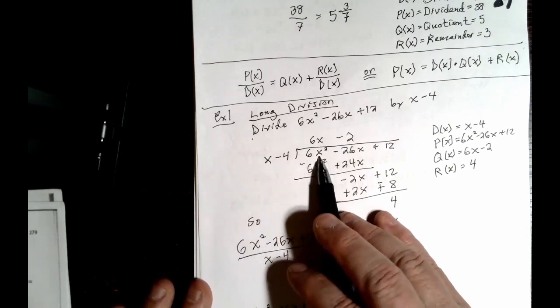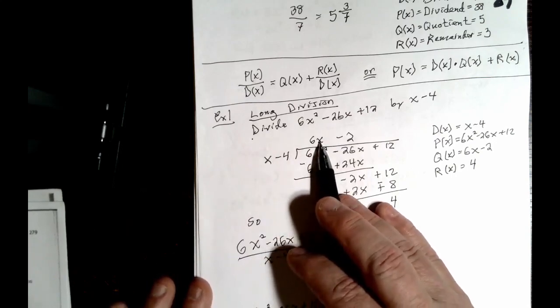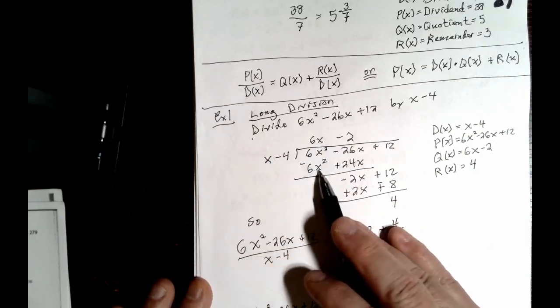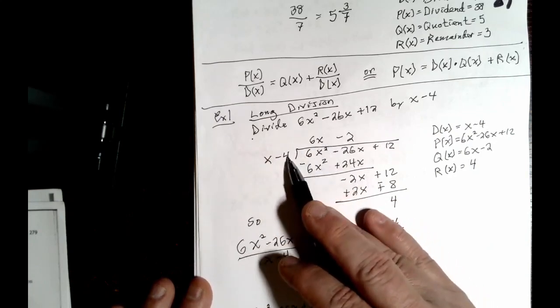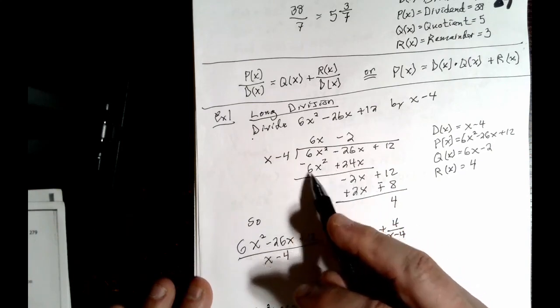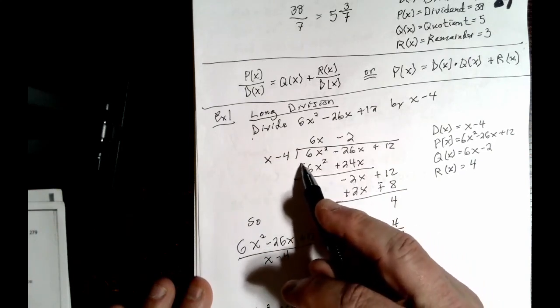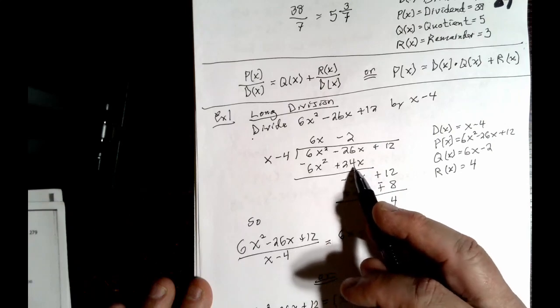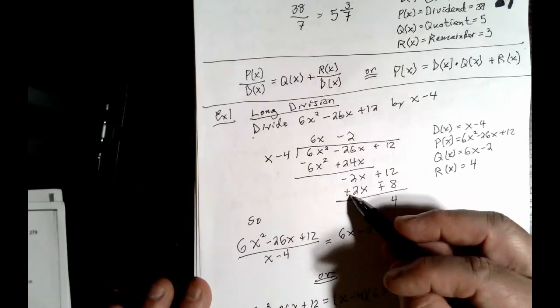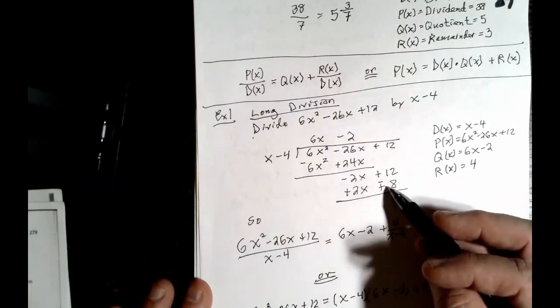Well, x times what is 6x squared? It's 6x. So 6x times each of these, right? This is going to give you 6x squared. That's going to give you 24x minus 24x. And I change my signs, so 6x squared becomes negative, and minus 24x becomes positive, and now I can just add them. And I get minus 2x, and I get my plus 12.